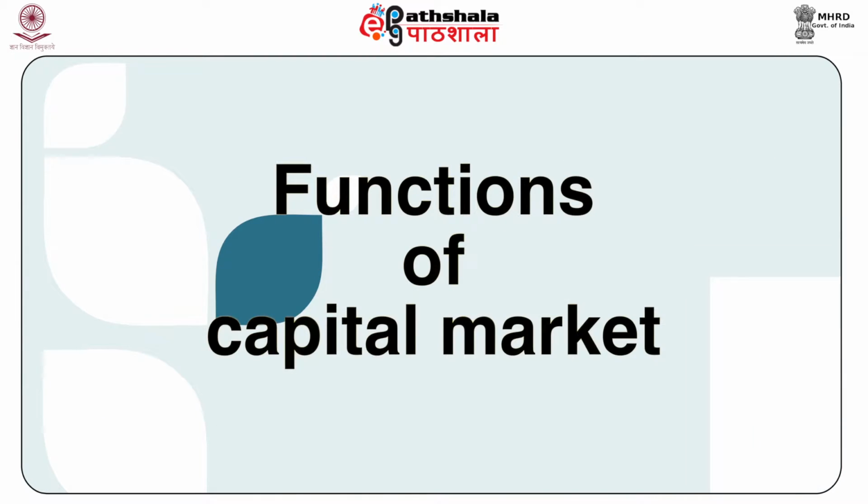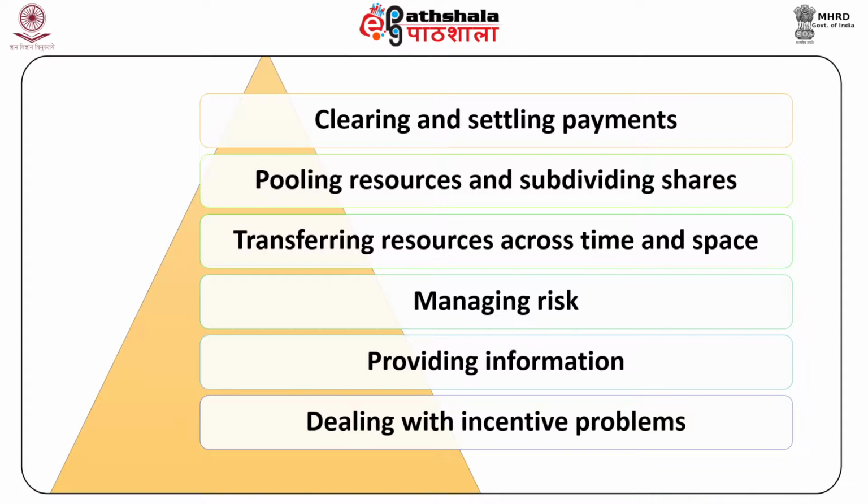Functions of capital market. Matten and Body, 1995, propose a six-fold classification of functions of capital market. Number 1, clearing and settling payments. Financial systems provide mechanisms that facilitate the exchanges of goods and services, as well as assets, followed by settlement, transferring ownership in return for the agreed remuneration.